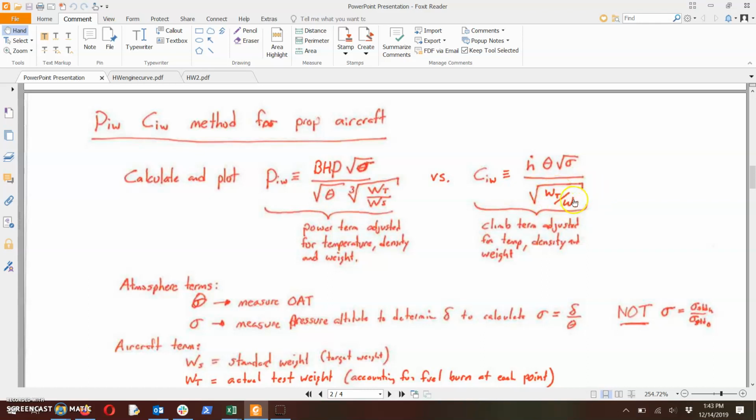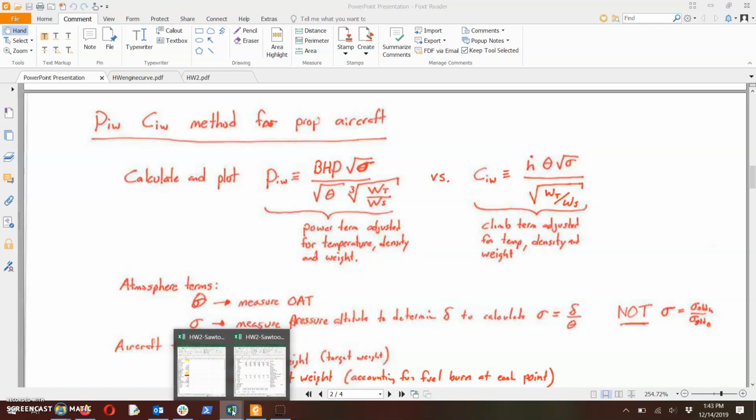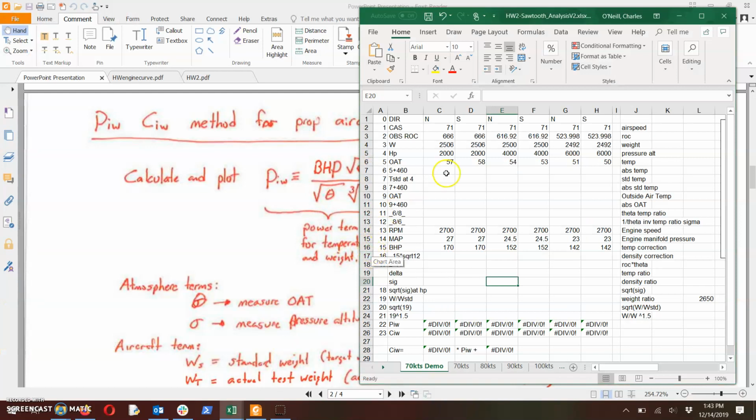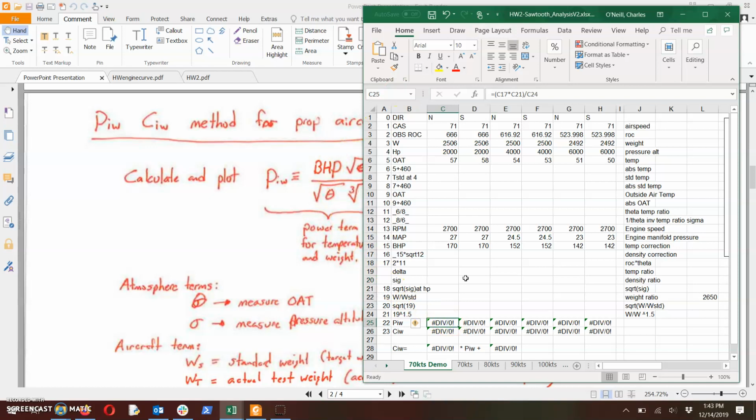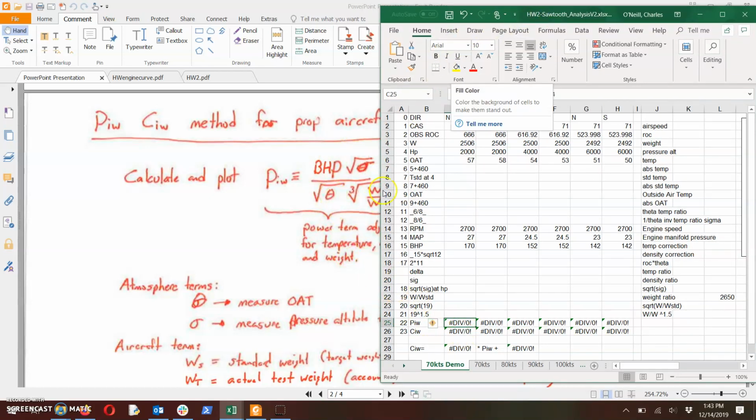And I think that probably the best way to do this is just to go in and start filling in some data values. So the first one is the PIW term, and PIW we're just going to say is the brake horsepower. So in fact we'll just go look at that. Brake horsepower times an atmospheric term. There's a sigma, there's another atmospheric term, and a weight ratio.